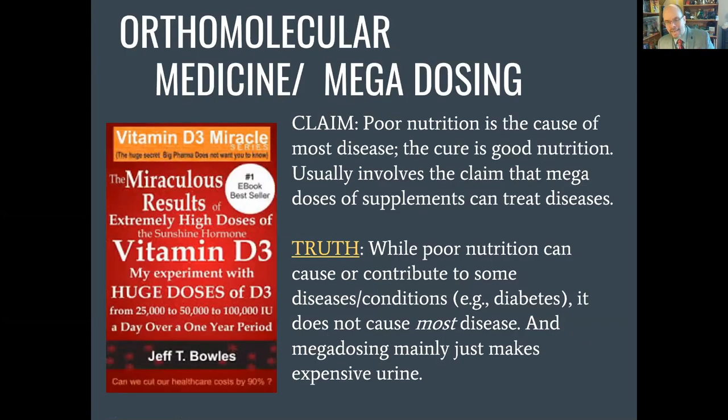Orthomolecular medicine, or megadosing. This is the claim that poor nutrition is the cause of most disease, and the cure is good nutrition. This usually involves the claim that megadoses of supplements can treat diseases. The truth is that while poor nutrition can cause or contribute to some diseases or conditions, like some versions of diabetes, it does not cause most disease. And so it cannot be used to treat most diseases.